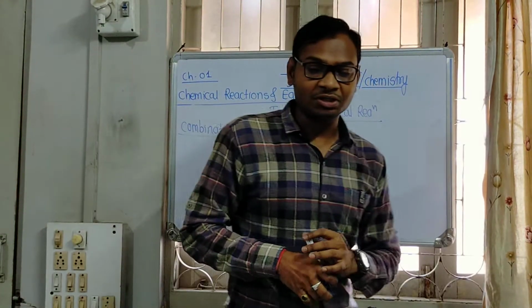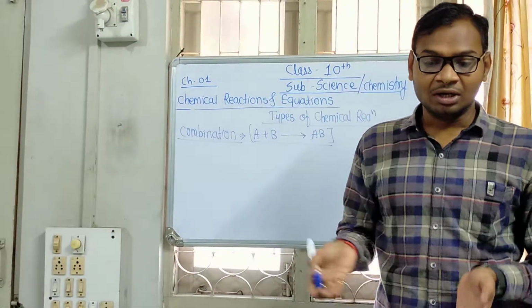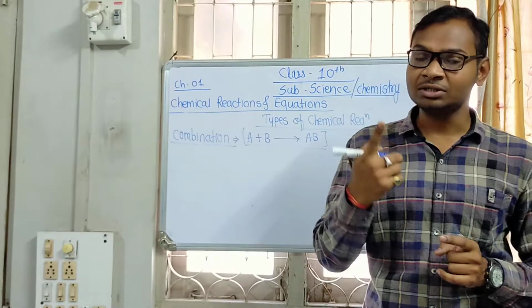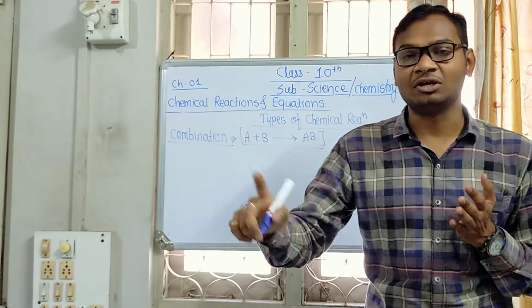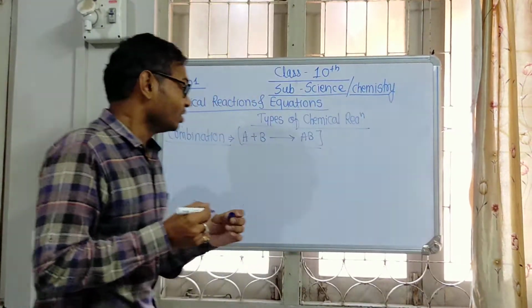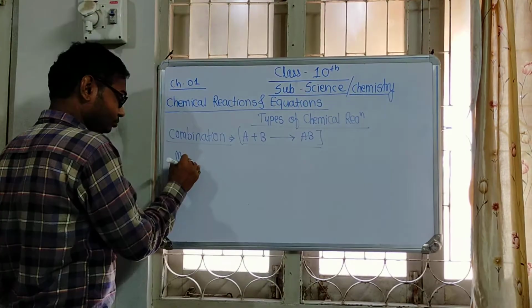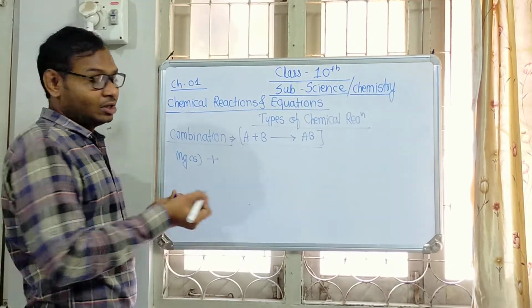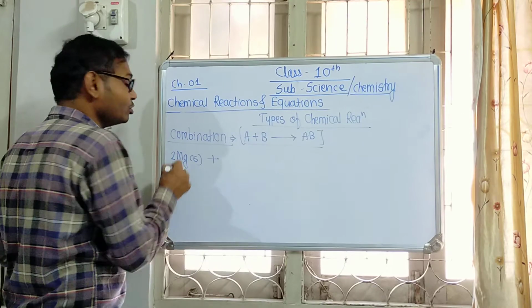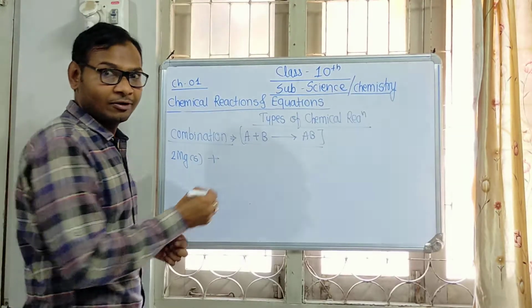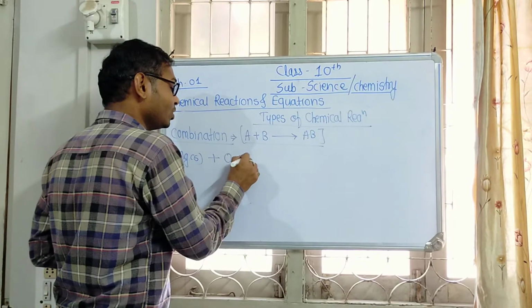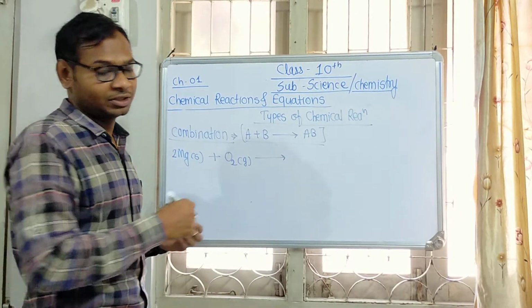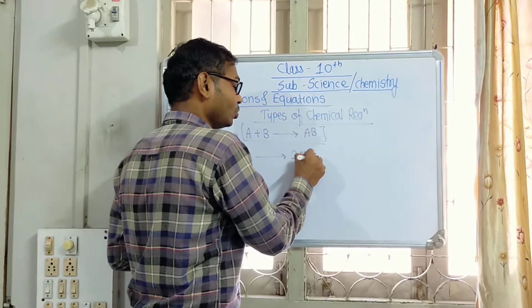So our statement is, when two or more reactants get combined to form a single product, that is called the combination reaction. This is a statement, and the example: Mg, magnesium solid. Here we are taking 2 moles of magnesium, and then oxygen gas, that is O2 gas. It gets converted into magnesium oxide, that is 2MgO.